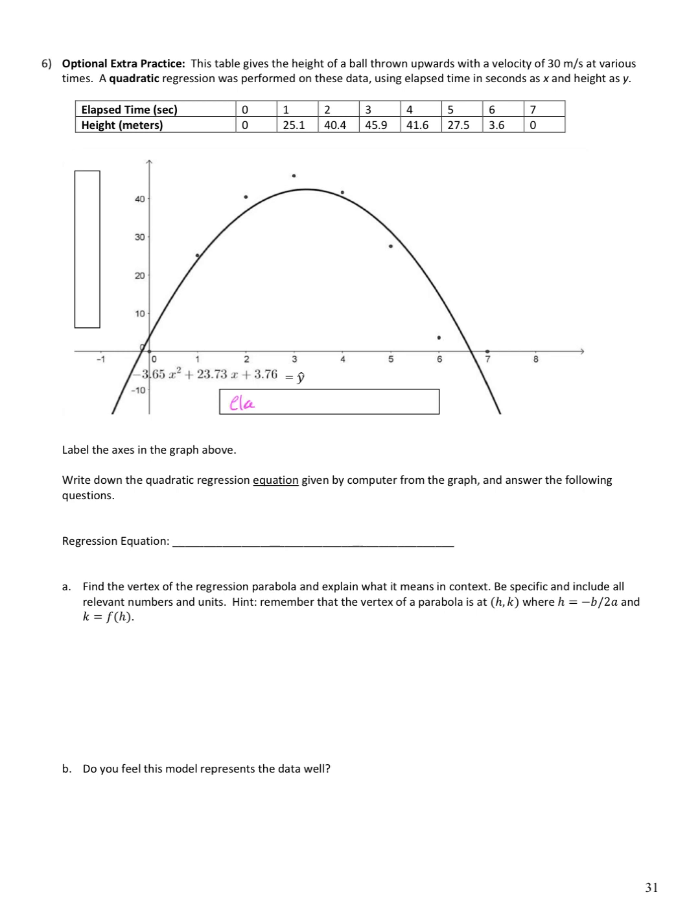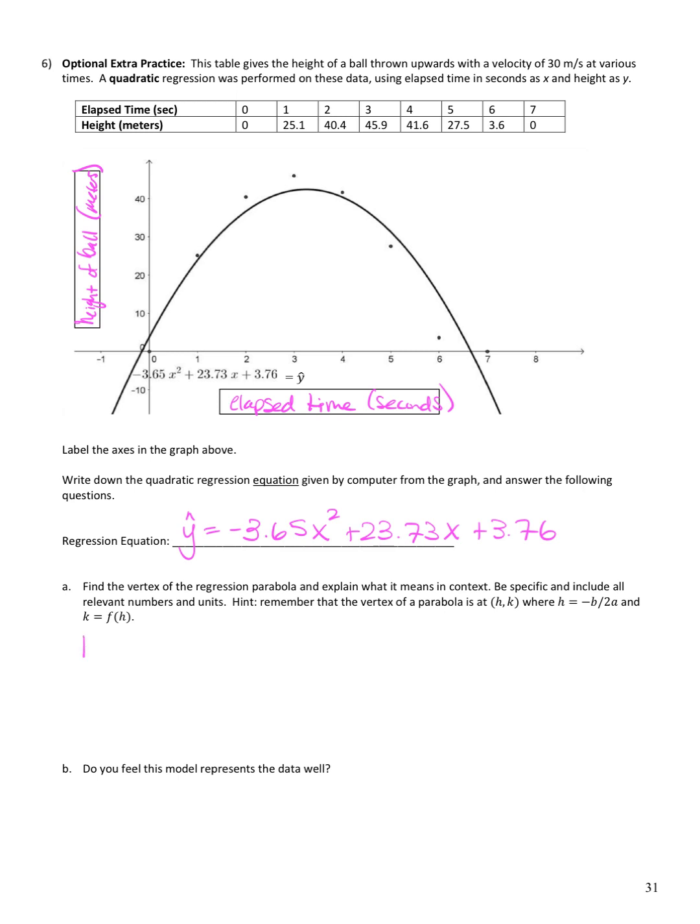Label the axes. This is elapsed time in seconds. And then the y-axis is height of the ball, measured in meters. And technology has provided the quadratic regression equation right here. So we have y hat equals negative 3.65x squared plus 23.73x plus 3.76. And we want to find the vertex of the regression parabola. So that's the vertex of this equation, and explain what it means in context.